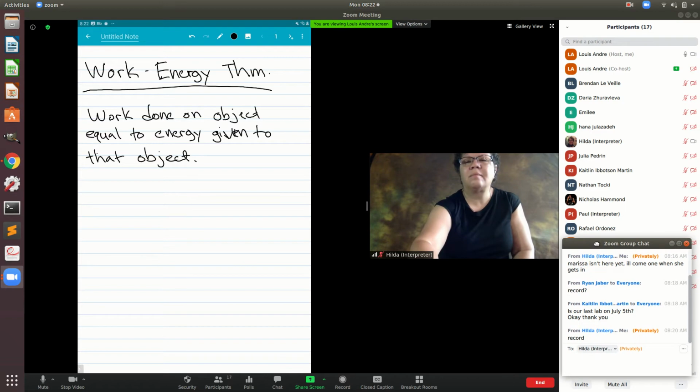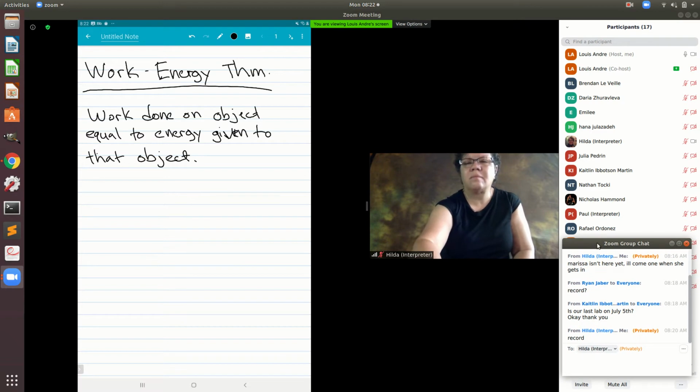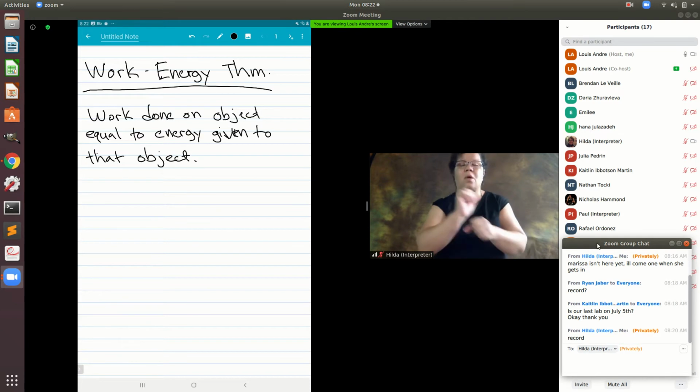All right. So as far as the work energy theorem is concerned, work done on an object equals the energy given to that object, so it could be equal to the energy that object has, depending. I didn't want to say that because something could already have some energy, and I could do some work on it, and then it can have more energy. So one of the simplest examples is gravity, right?